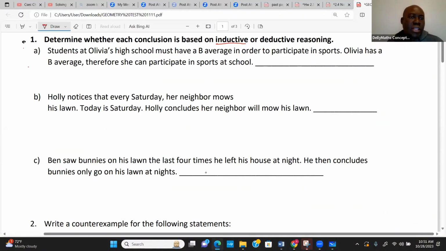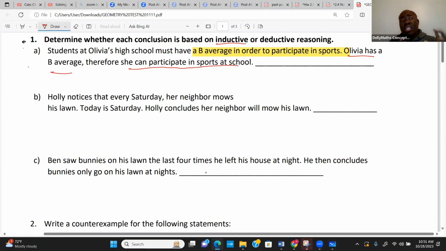The question says here, determine whether each conclusion is based on inductive or deductive reasoning. So let's read. It says, students at Olivia's high school must have a B average to participate in sports. So here is a statement of fact. That is the given fact that we have there. Now, this is a general thing. And then now it says Olivia. So now we get specific. Olivia has a B average. Therefore, she can participate in sports.